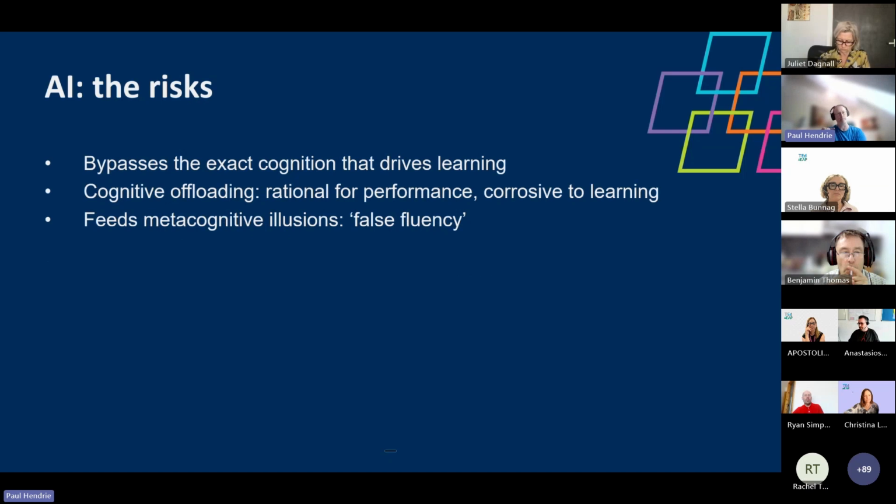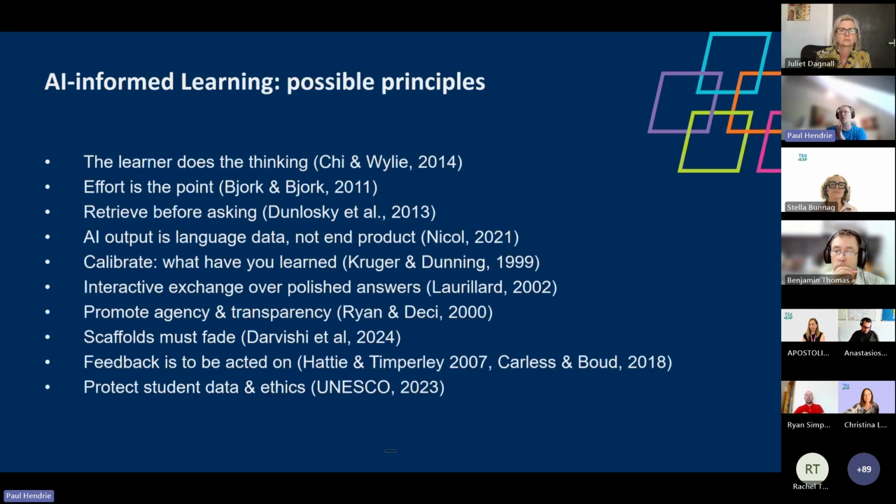And the risks are that we bypass the cognition that drives the learning. We've got terms like cognitive offloading, great performance, poor learning. It's actually corrosive. The metacognitive illusions, this false fluency, is very seductive and difficult to spot because we can't detect it. We have to get closer to understanding the process that the student is going through, or put them in conditions where they can't access the AI: vivas, having conversations with them, or analyzing process portfolios and so on and so forth. So that to me is where we stand.